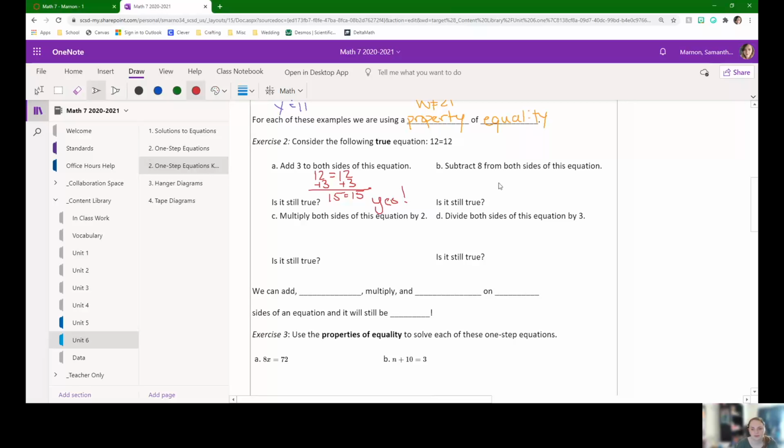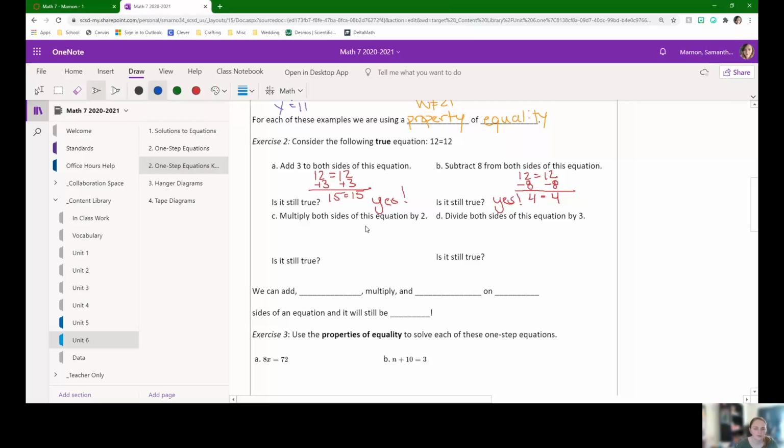Okay, so for part B, subtract 8 from both sides. So we start with our 12 equals 12. We're going to subtract 8 on both sides. 12 minus 8 and 12 minus 8. We get 4 on the left and 4 on the right. Is it still true? Yes.